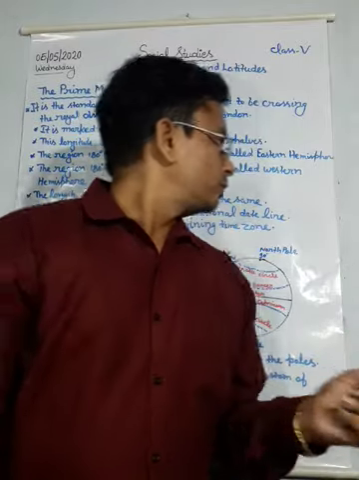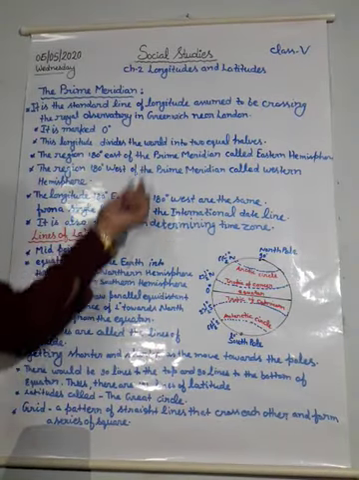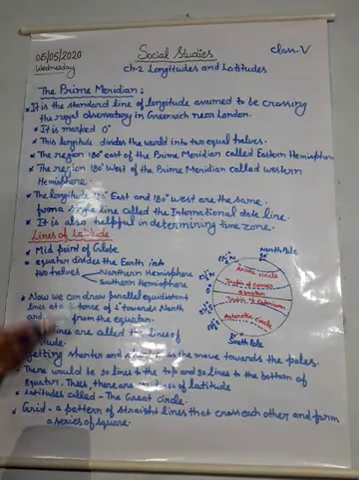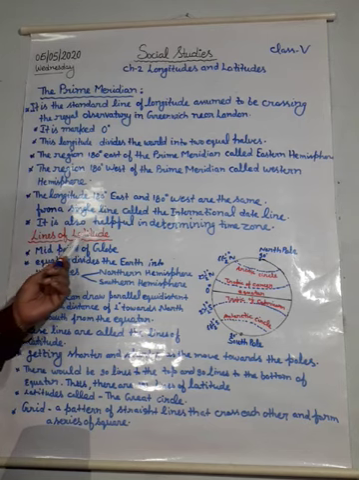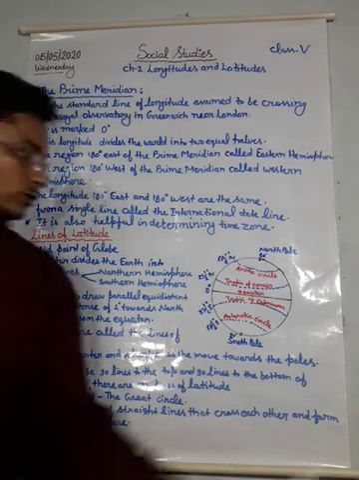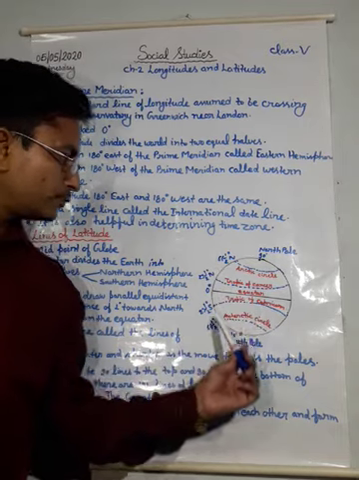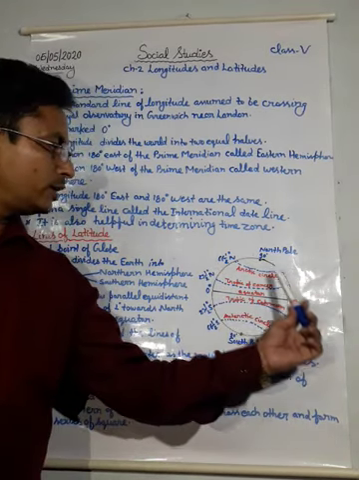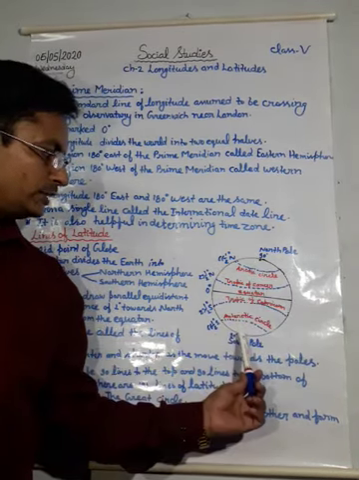Okay, so that's all about the prime meridian, and our next topic is lines of latitude. Dear students, first of all we have to draw a globe, and then we have to take 2 points.